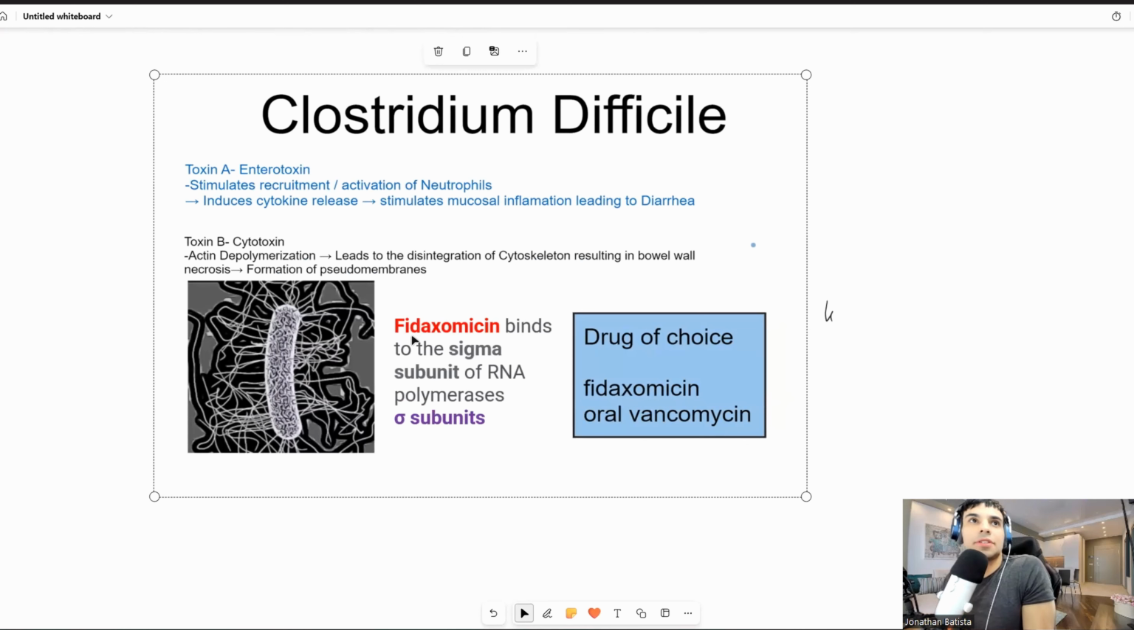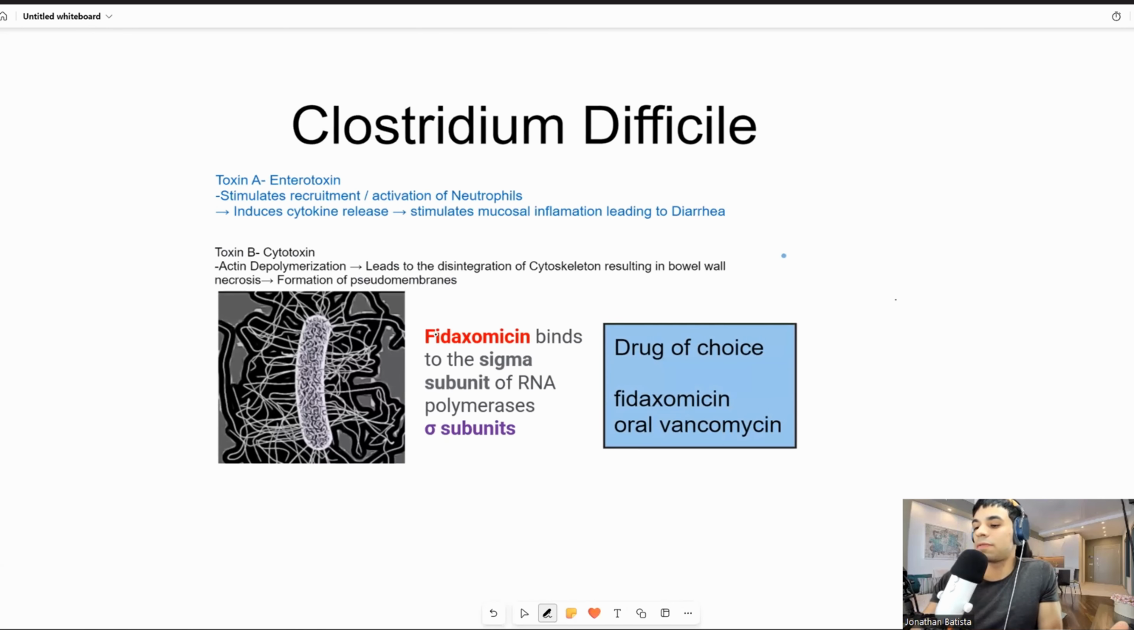The treatment of C. diff is very important. We remember now this is what's being used. Before, you will see in your First Aid, metronidazole, vancomycin. So let's clarify this. The first line therapy is fidaxomicin. Before, it was very expensive, but now first line therapy is fidaxomicin.